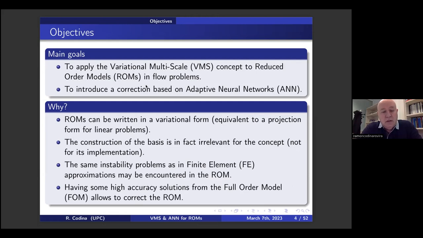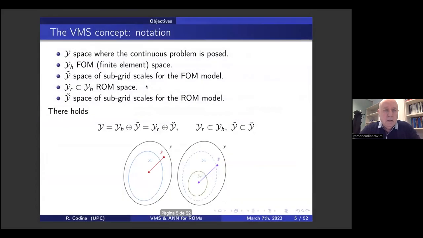Once you construct the discrete problem, you may encounter the same instability problems as in the finite element approximations. So it's important to use techniques in principle similar to those that are used in the finite element context. And concerning the second objective, we have to keep in mind that we have some high accuracy solutions from the full order model that will allow us to correct the reduced order model, as we will see.